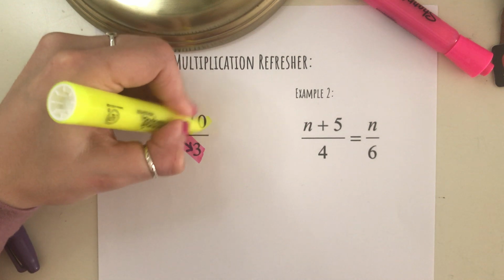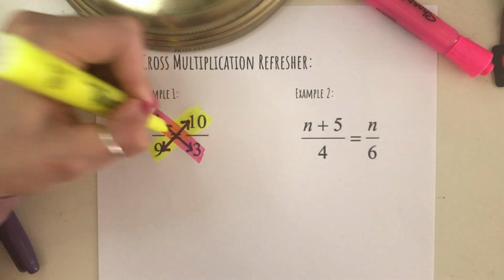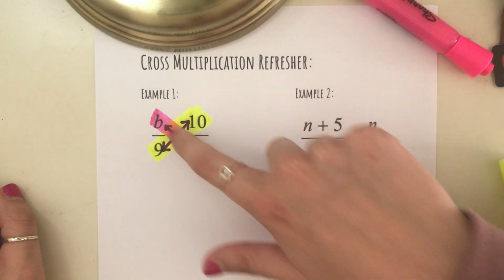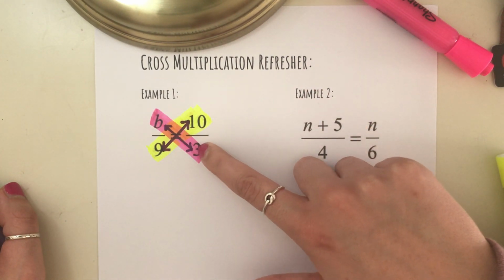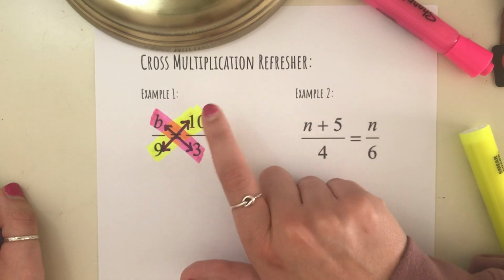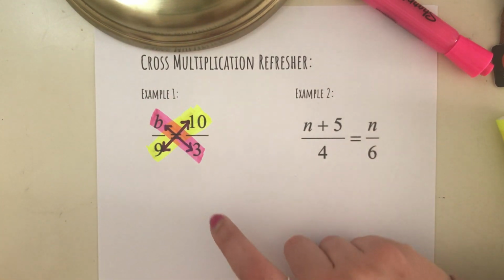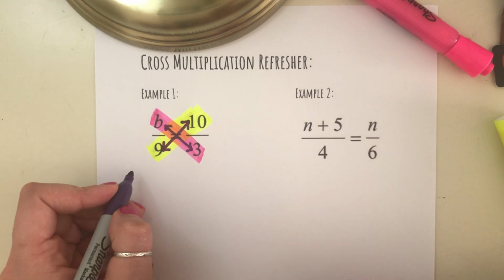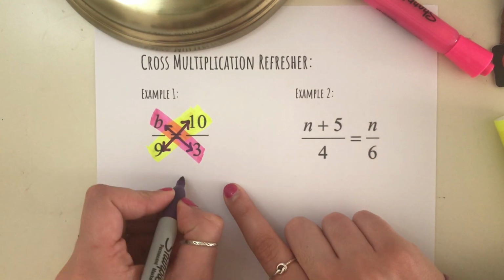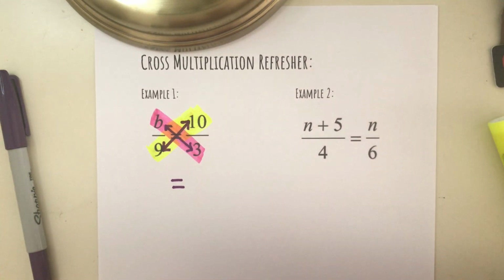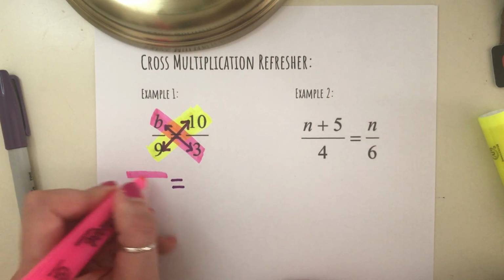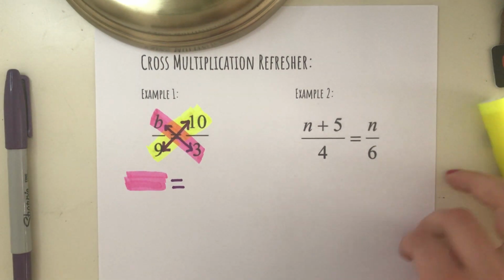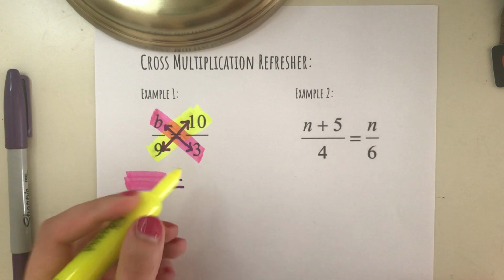So what you're going to do is highlight both sides. So now we have our pink arrow, which connects b times 3. And our yellow arrow, which connects 9 times 10. So cross multiplication is going to be multiplying the numbers that are crossing each other. So I'm going to make a pink side of my equation. And then I'm going to make a yellow side of my equation.